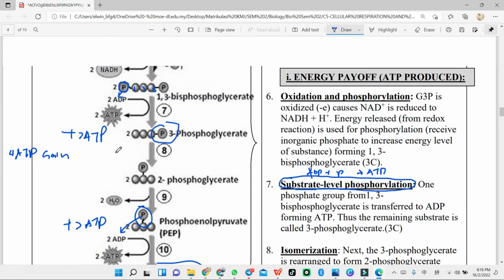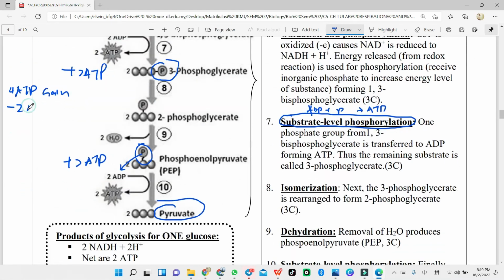And also for the 2 ATP that we used in the previous steps, so that becomes 2 ATP lost. So the net one will become 2 ATP gained.